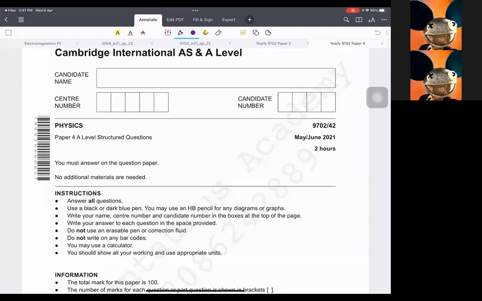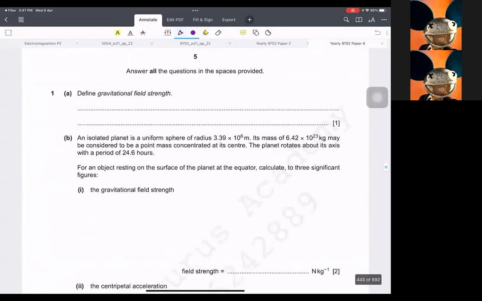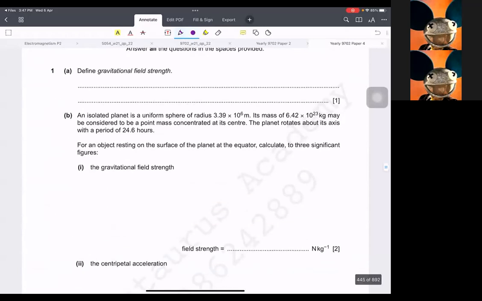Okay. So let's look at the first question. What is gravitational field strength? The answer for this is as simple as force per unit mass.